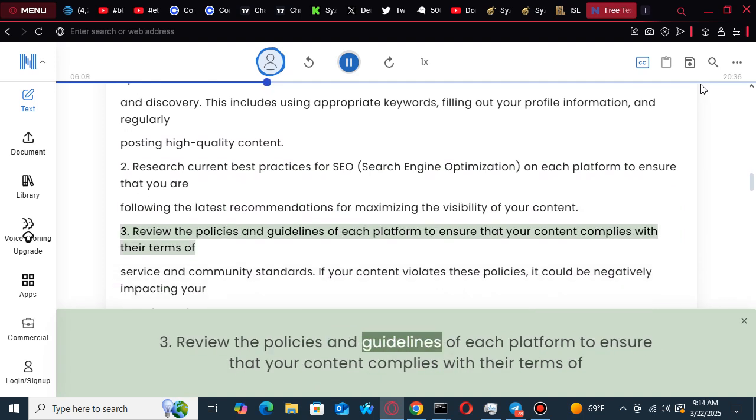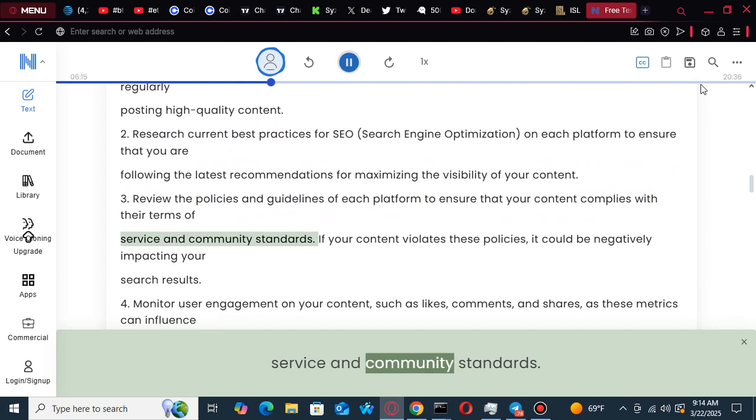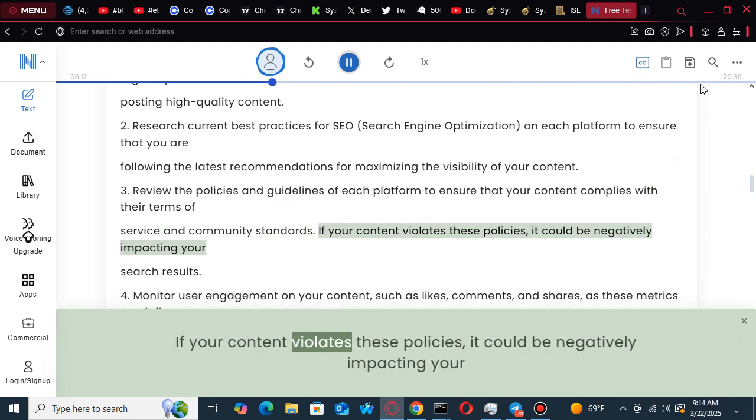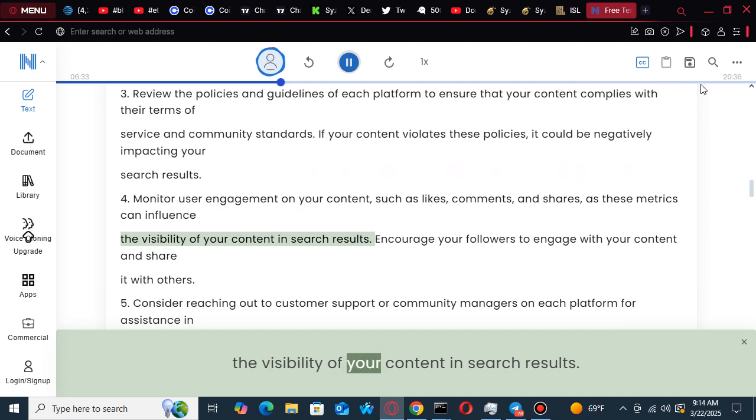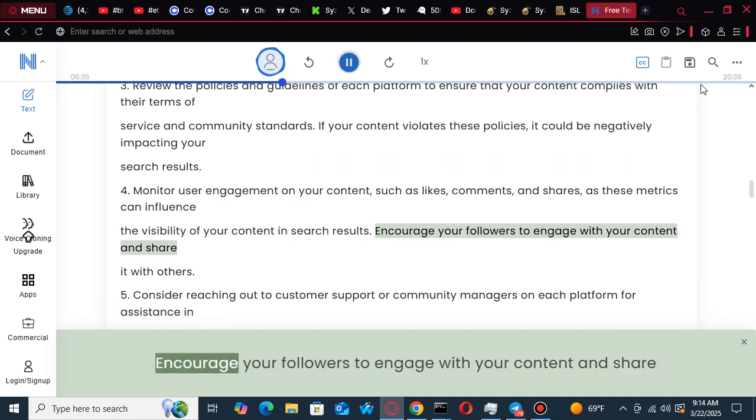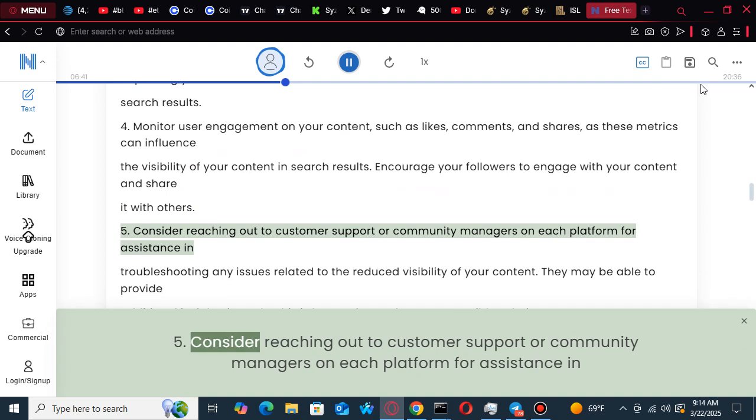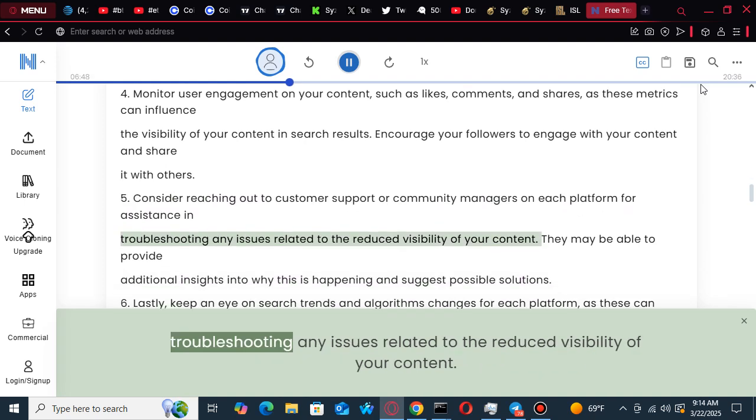3. Review the policies and guidelines of each platform to ensure that your content complies with their terms of service and community standards. If your content violates these policies, it could be negatively impacting your search results. 4. Monitor user engagement on your content, such as likes, comments, and shares, as these metrics can influence the visibility of your content in search results. Encourage your followers to engage with your content and share it with others. 5. Consider reaching out to customer support or community managers on each platform for assistance in troubleshooting any issues related to the reduced visibility of your content.